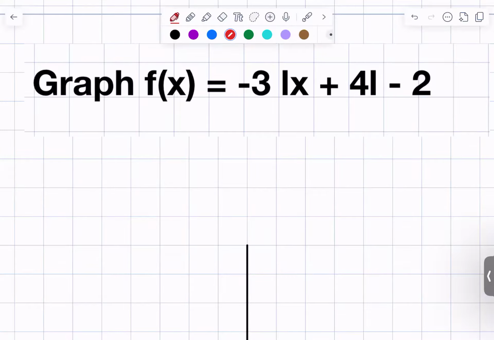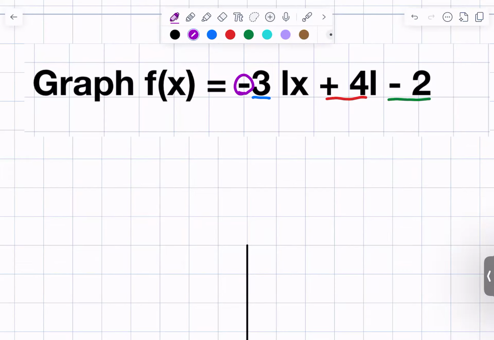Okay, so for this one, there are 4 separate transformations, and we're gonna circle them. The negative does something, the 3 does something, the 4 does something, and the -2 does something, right? So there's 4 different transformations.